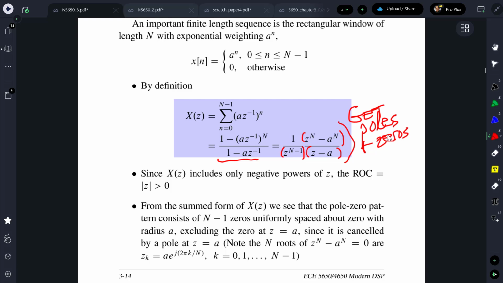What's going on in the numerator is we'd say it's an nth order polynomial, so there must be n zeros, right? But where are those zeros? I also stated that the region of convergence has to be this, and that's just true because all the powers of Z in the Z transform are negative. And we know from the previous page that this means 0 is excluded from the region of convergence, but we can go all the way out to infinity.